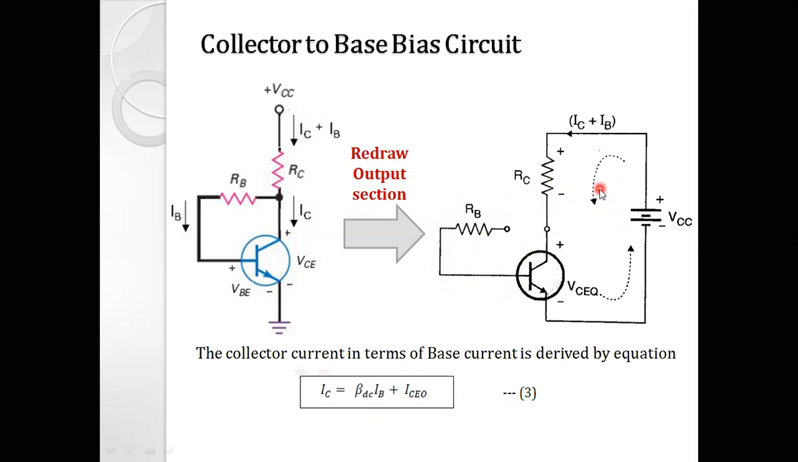In the output section, you can see that VCC, that is over here, plus is connected to RC, and the negative terminal of RC is connected to the transistor, and the negative terminal of the transistor is connected to the ground, or you can say the negative terminal of the VCC. So this is how we can draw the output section of this collector to base bias circuit, right?